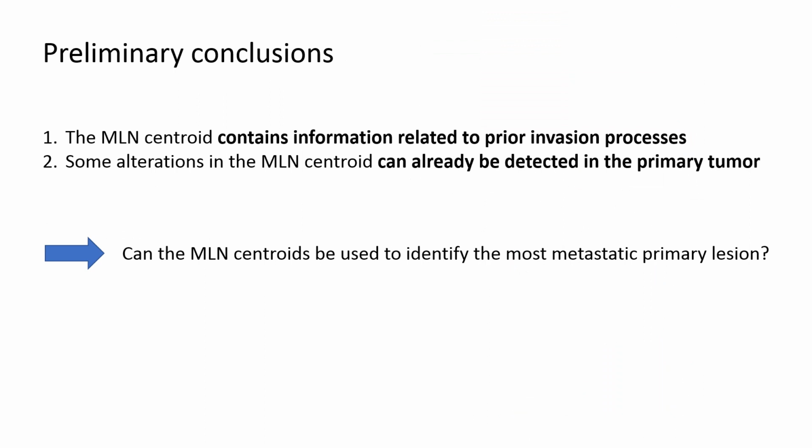We can draw two important conclusions from these results, namely that the metastatic lymph node centroid contains some information that is related to this invasion process, and secondly, that some alterations that are apparent in this metastatic lymph node centroid can already be detected in the primary tumor. So, based on these two observations, we wondered, can the metastatic lymph node centroids actually be used to identify the most metastatic primary lesion in our own cohort?